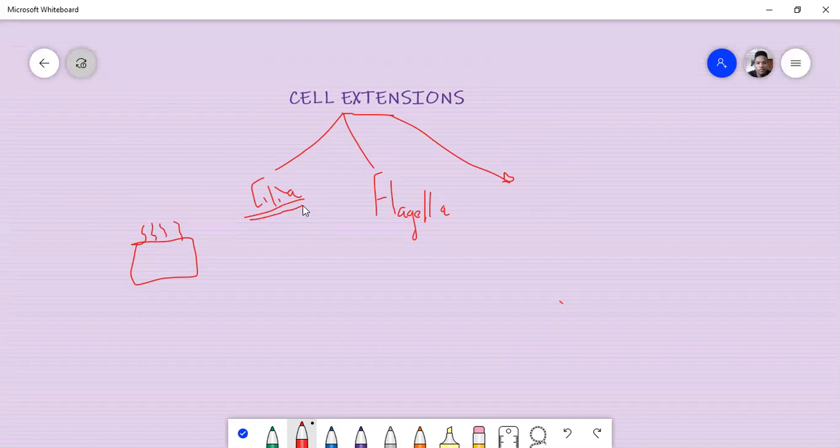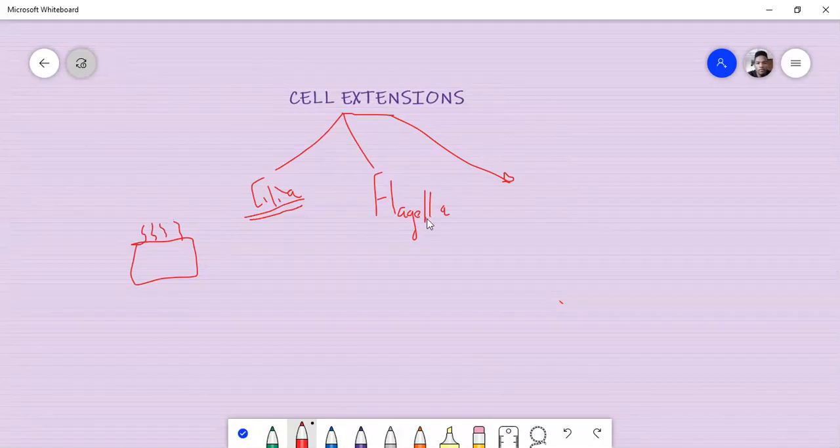A great example where you'd find your cilia is in your respiratory system, because when you breathe, foreign particles sometimes get trapped in your mucus, so the cilia will have to move the mucus, right?